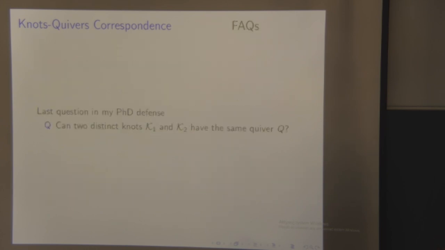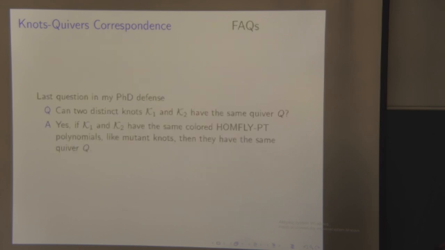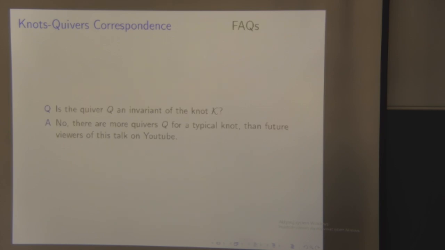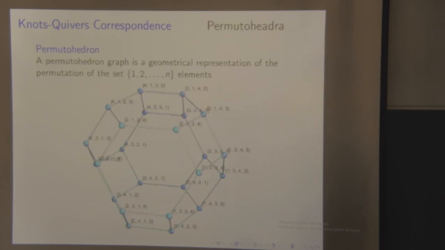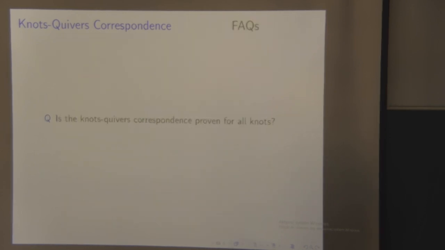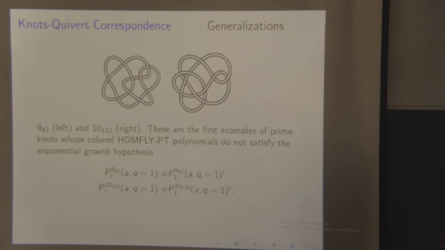But for these knots, not mutant pairs, the stick knots, which do not satisfy the exponential growth hypothesis. There's a paper by Stosic from this year, just a few months ago, where he found a generalization of this quivers generating series, which can match the colored HOMFLY-PT polynomials of these knots.